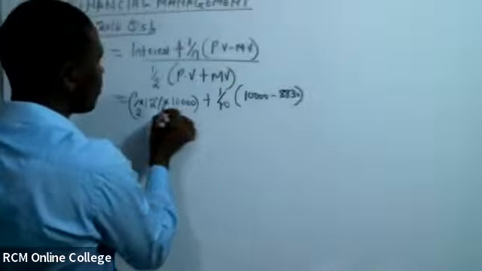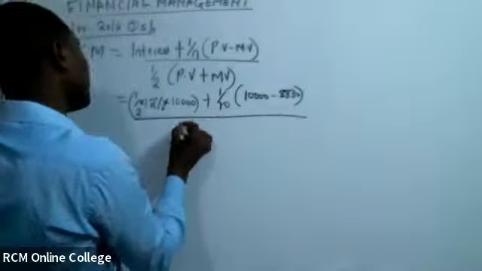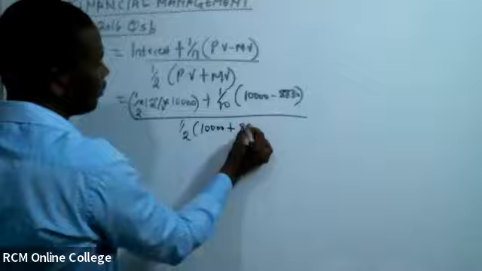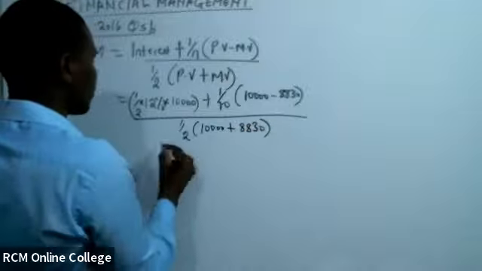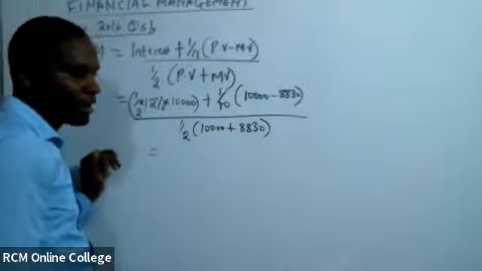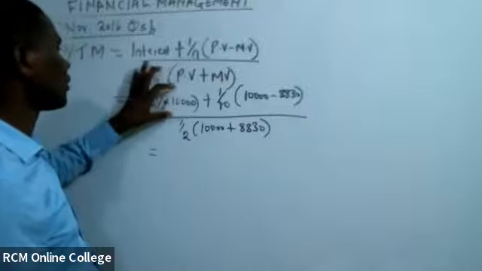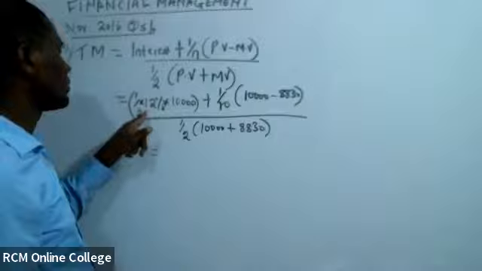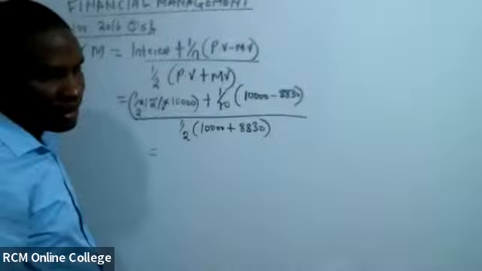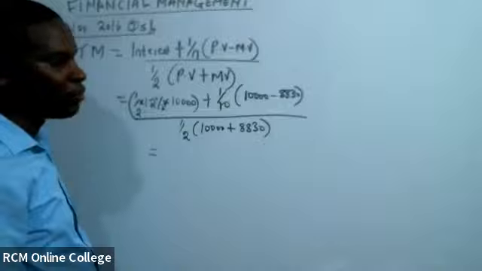88.30. Now that is our par value. We divide all these by a half of 10,000 plus 88.30. You know what? That will give you your YTM. Once you compute this, you get your YTM. Now, you can give us the YTM, or you can give us the first part. So this is 6% of this. N will be 20.